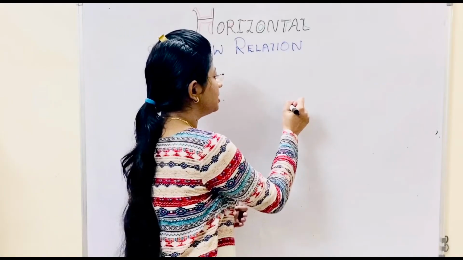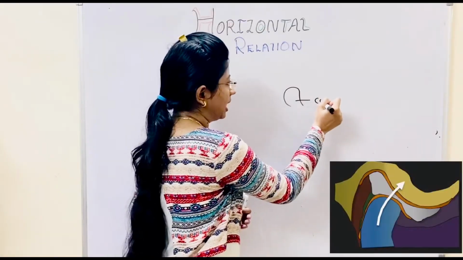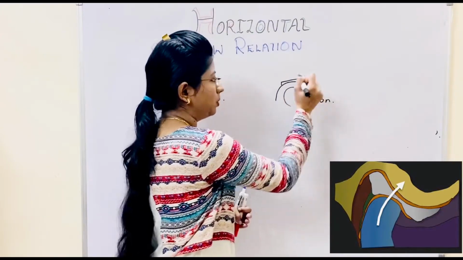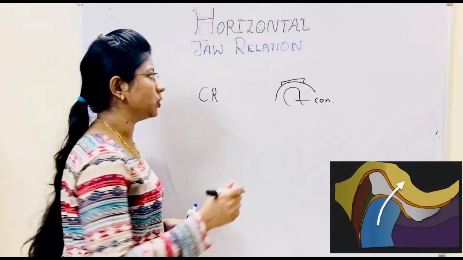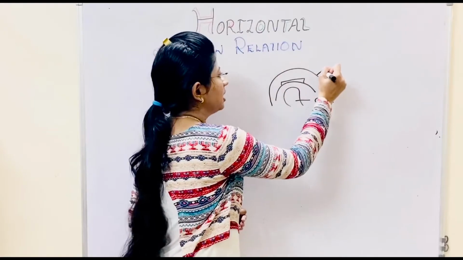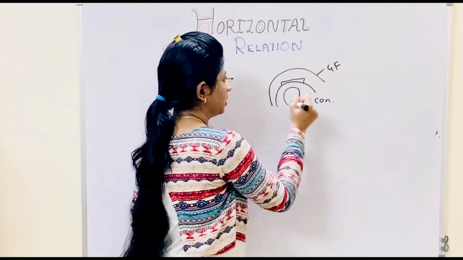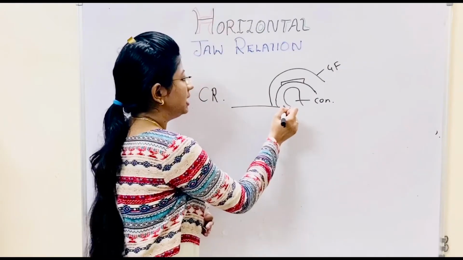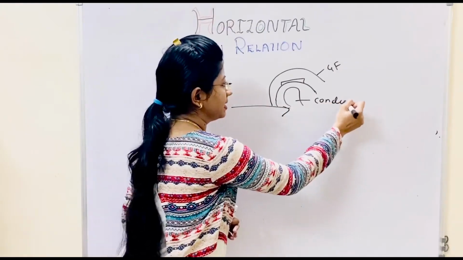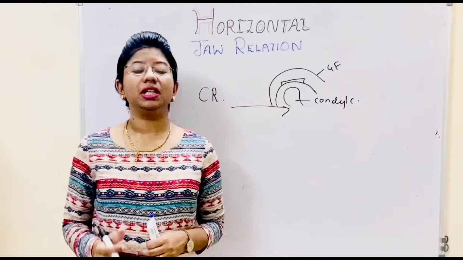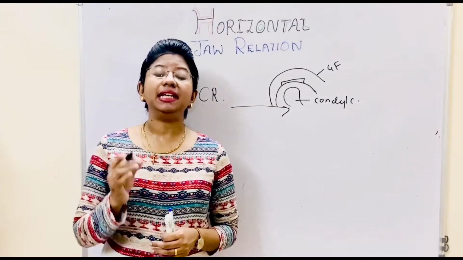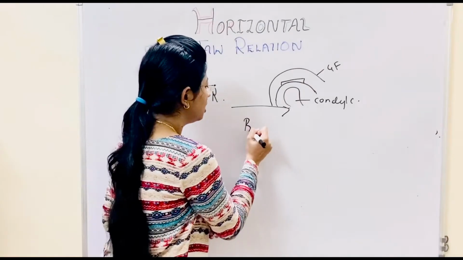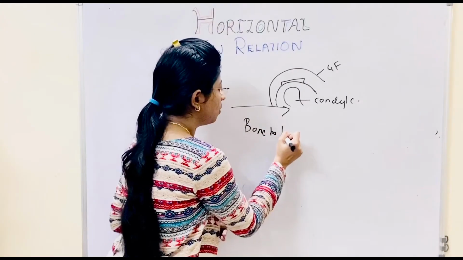That is, it is the relationship. So this is a condyle. What it does is articulate with the thinnest avascular portion. So this is the avascular portion, and here there is the glenoid fossa. So basically, centric relation deals with the condyles, and this relation is independent of the teeth contact. So what is centric relation? It is a bone to bone relation.